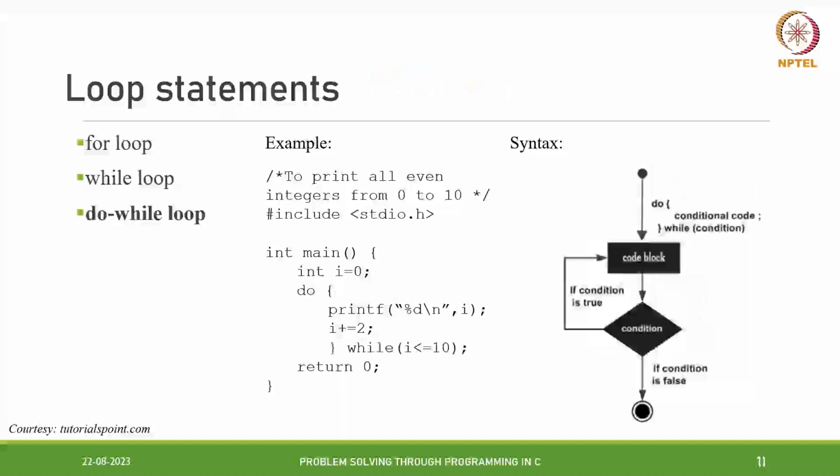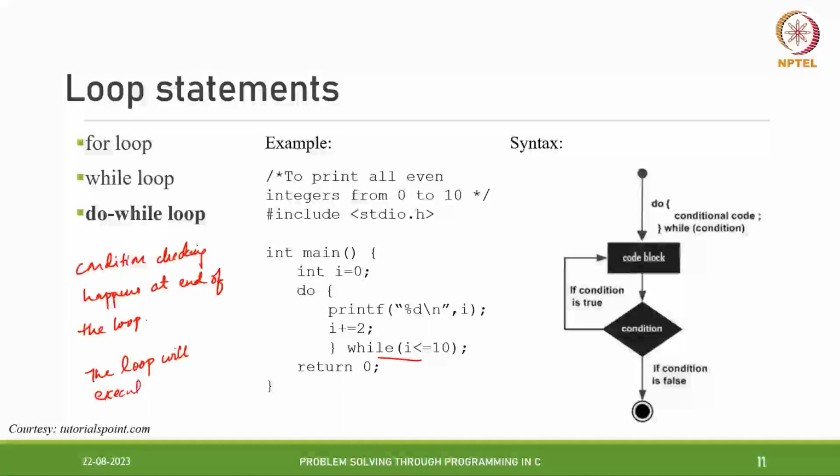Now the third kind is the do while loop. Here the only difference is that the condition checking happens at the end of the loop. That is very crucial, because it means that the loop will execute at least once, even if the conditional is false.